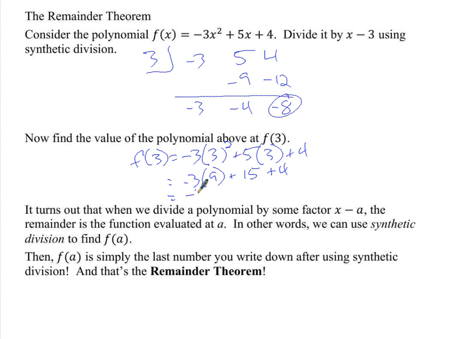Well, negative 3 times 9 is negative 27 plus 15 plus 4. So negative 27 plus 15 is negative 12. So I have negative 12 plus 4, which is what? Negative 8. Notice anything?